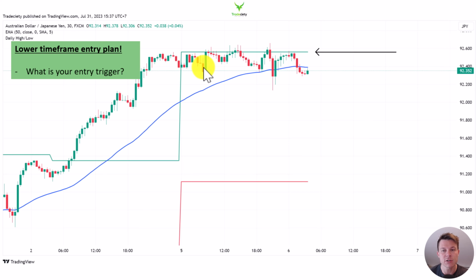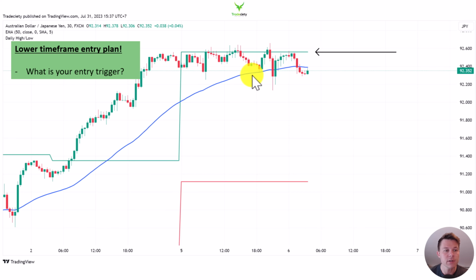What signals trade entry? And what I'm using here is the daily high-low indicator. I made a few videos. Just check my latest videos and I explain this indicator and how to use it. But basically it just plots the last daily high and the last daily low on your price action.